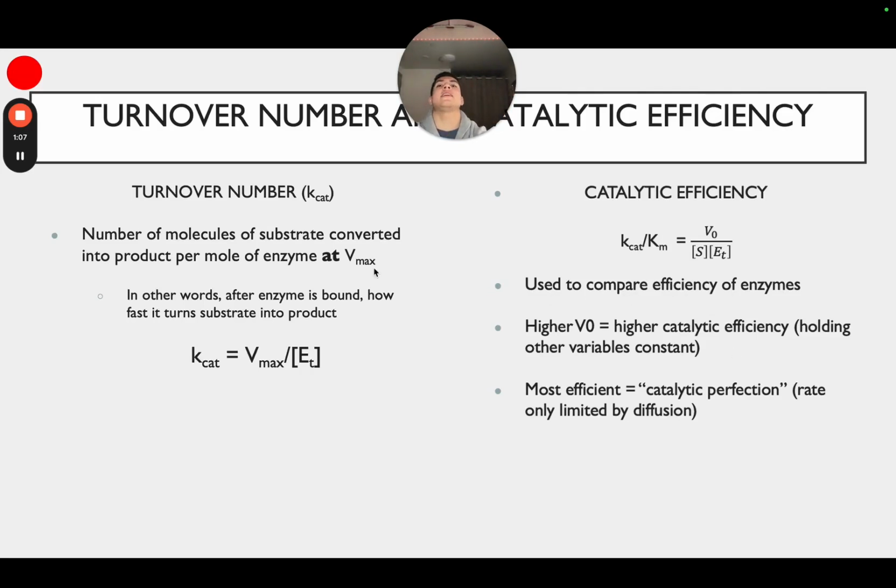So we can never say, based on just the turnover number or just the binding affinity, which enzyme is better than the other. We could use either to compare on that metric itself, but we can never say how efficient an enzyme is without these two numbers. And again, a higher V0, this is an equation that you also should have memorized, means a higher catalytic efficiency, holding other variables constant. So just something to note.